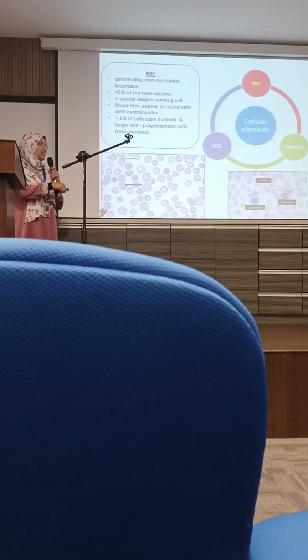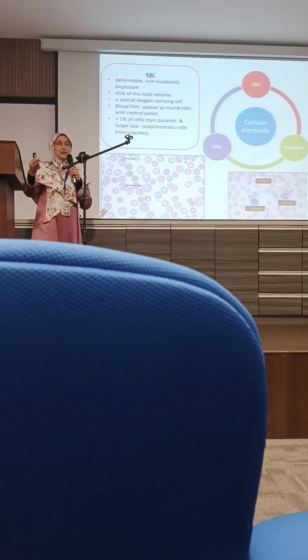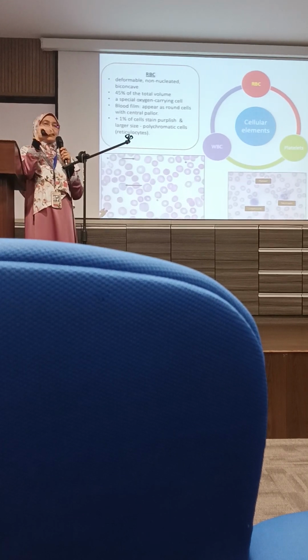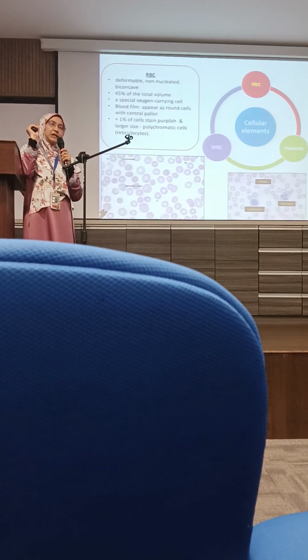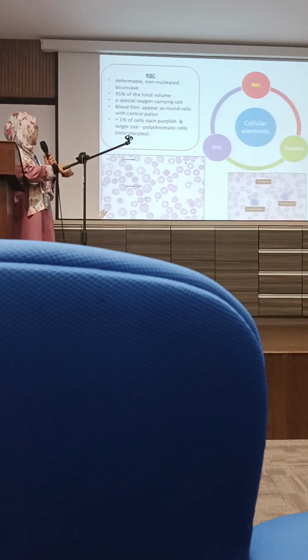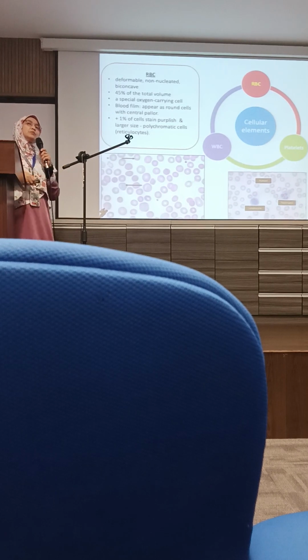Actually, this cell is dia belum betul-betul mature. Dia still ada the nucleus punya remnants, the DNA strands. So that's why it gives the purplish color. So after some time dia akan hilang, akan jadi mature red cell, dia akan jadi red. The red color is the hemoglobin.